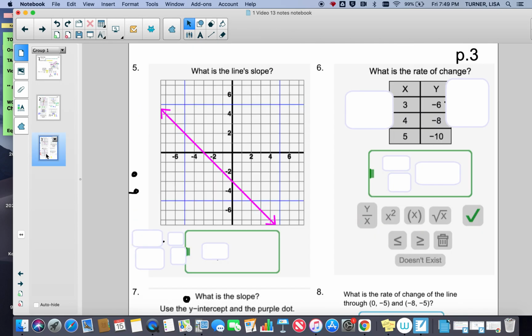Okay, we have 4 more. Flip the page and you have another graph, all right? And I want you to, it says, what's the line slope?